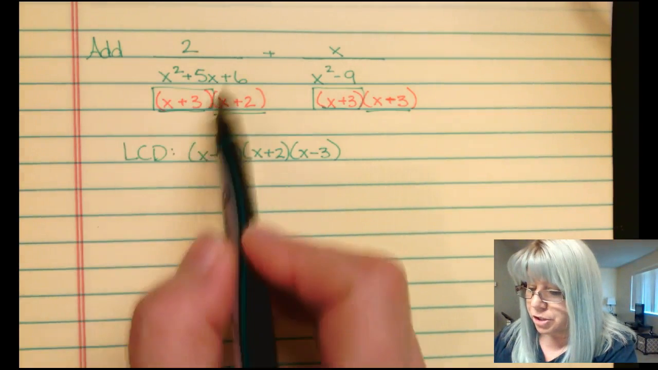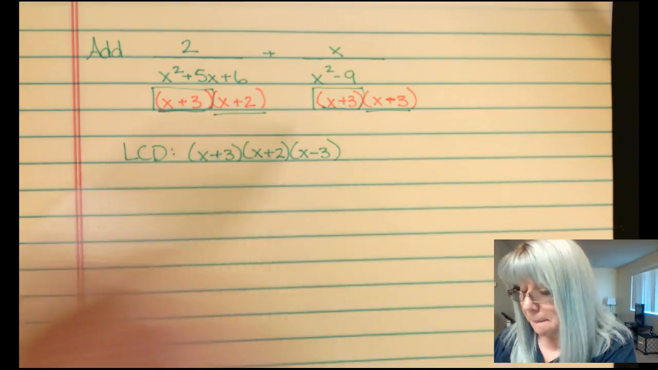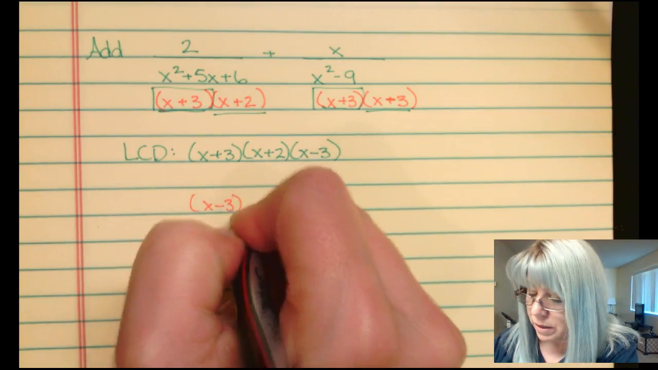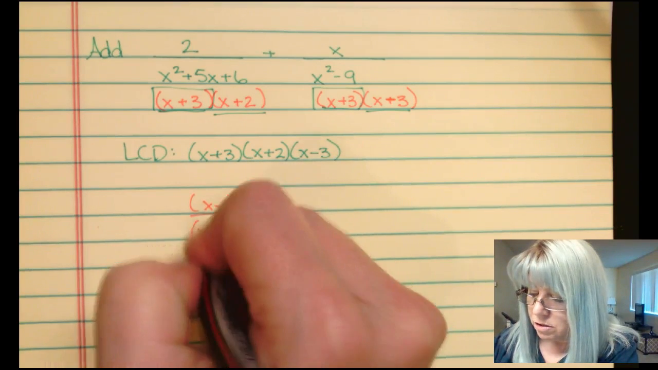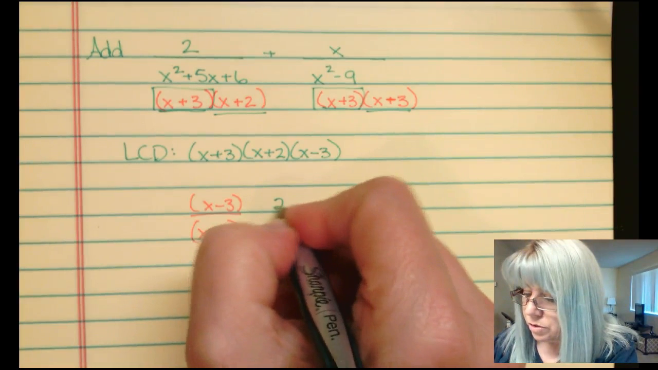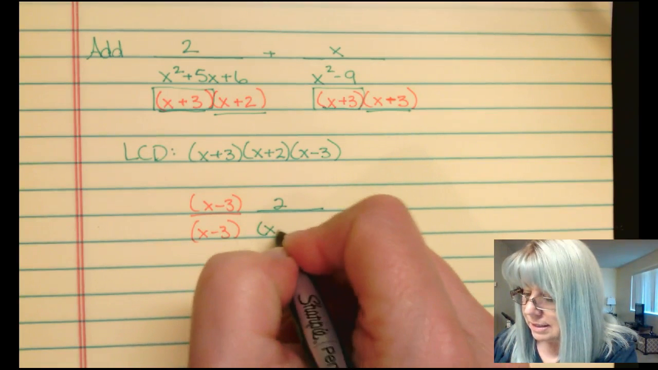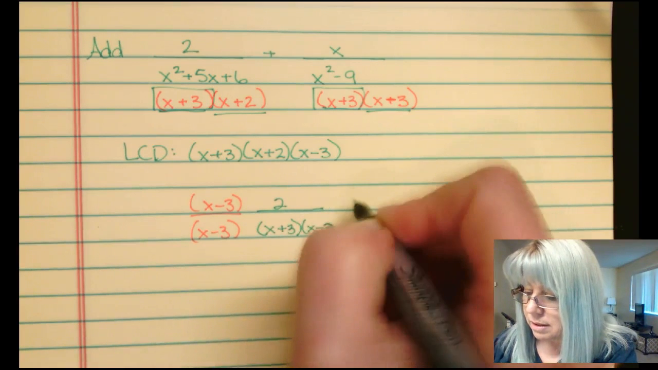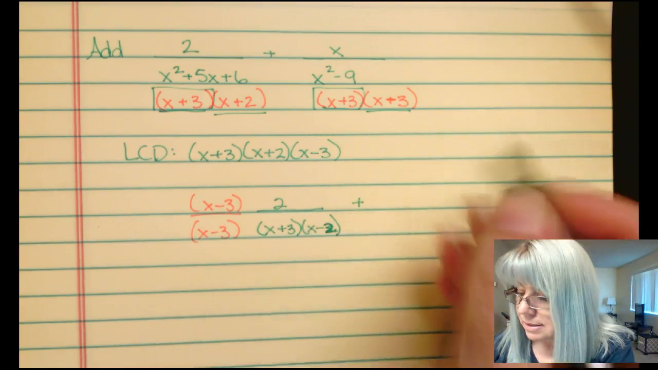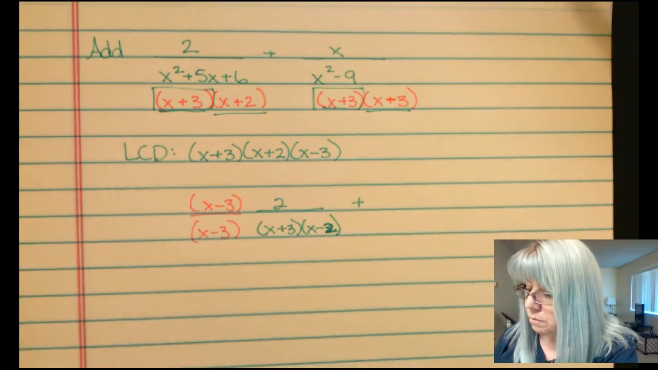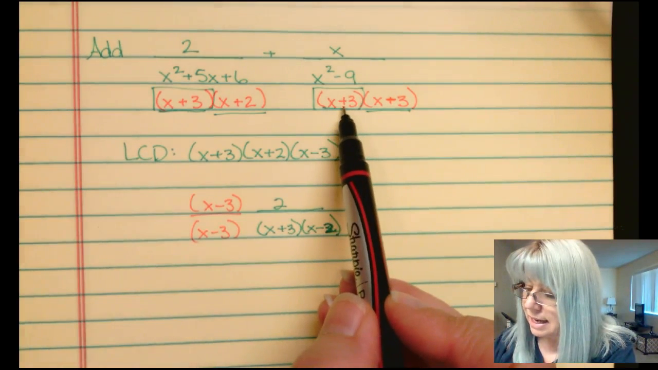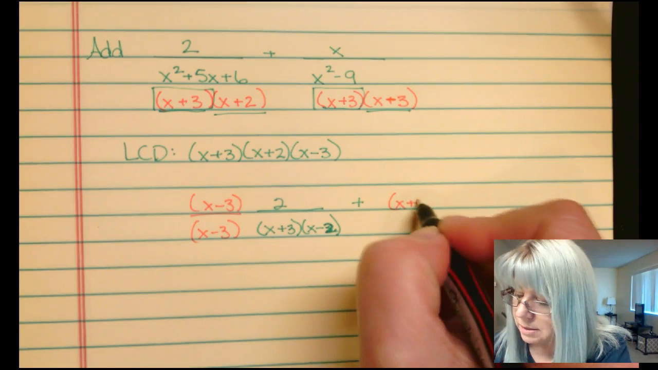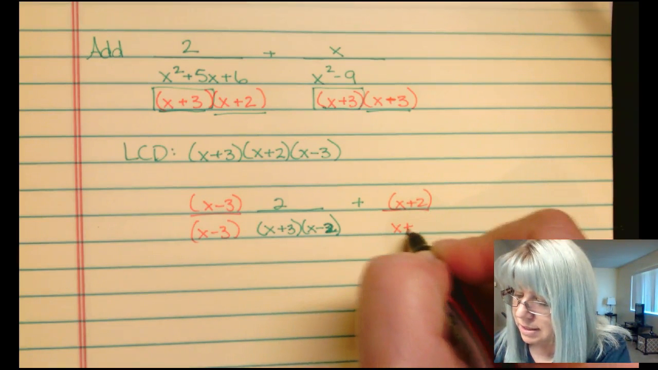The first term is missing the x minus 3. So let's multiply both top and bottom by x minus 3 to the first term. 2 over x plus 3, x plus 2 times x minus 3 over x minus 3, plus. Well, the second term has the x plus 3, it has the x minus 3, but it's missing the x plus 2. x plus 2 over x plus 2.